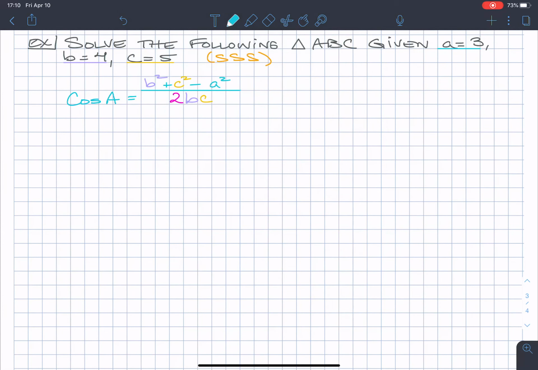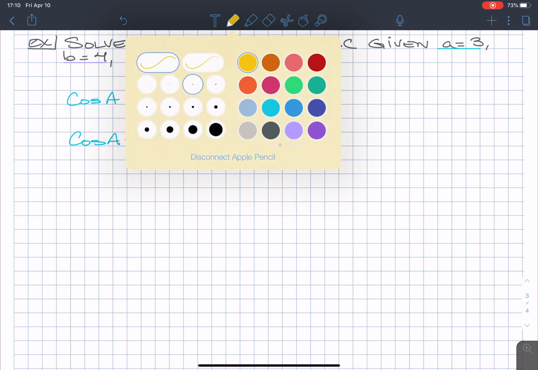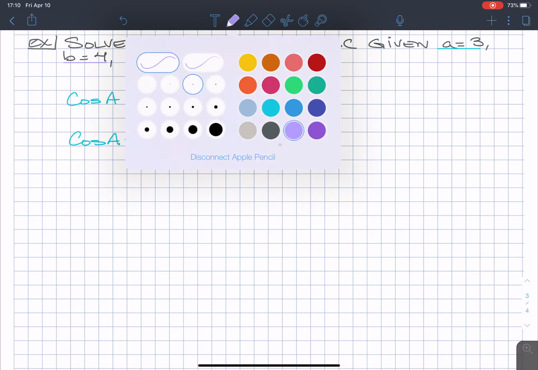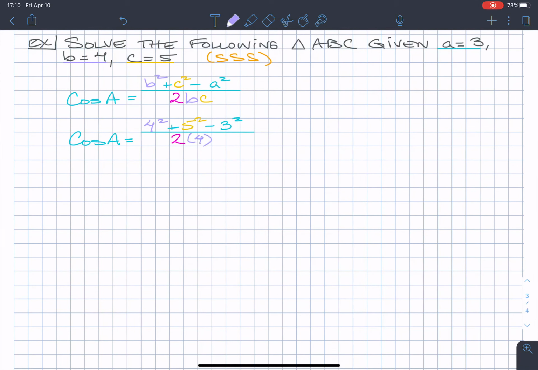Okay, so cosine of A will be 4 squared plus 5 squared minus 3 squared all over 2 times 4 times 5.